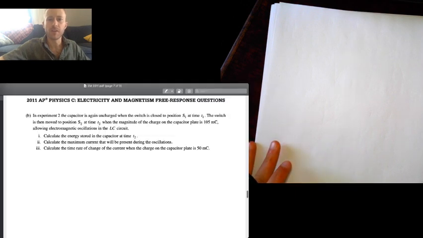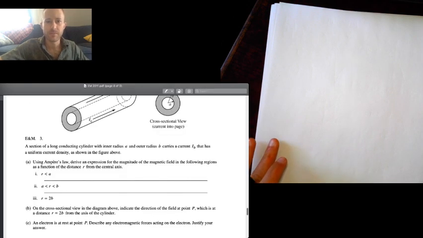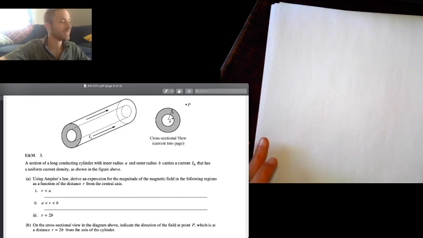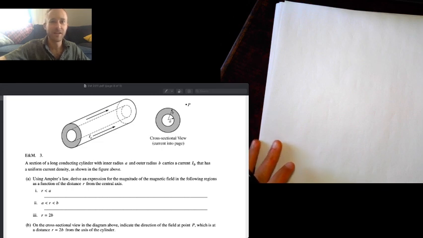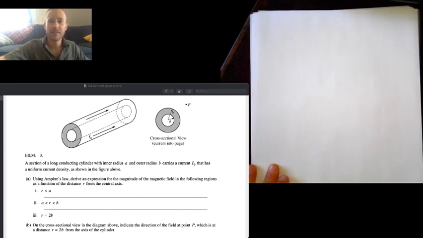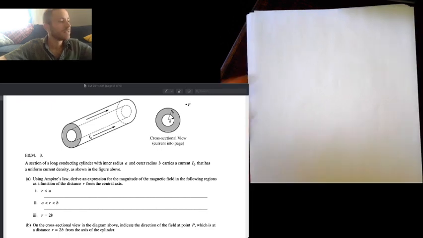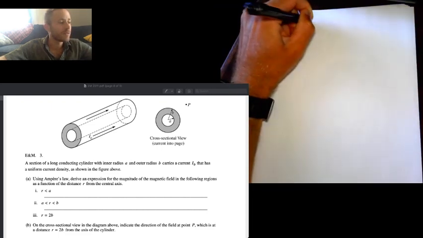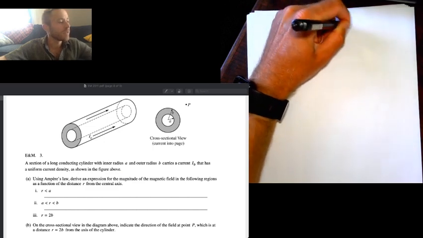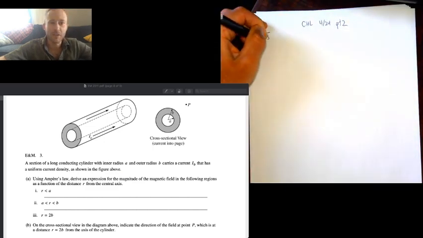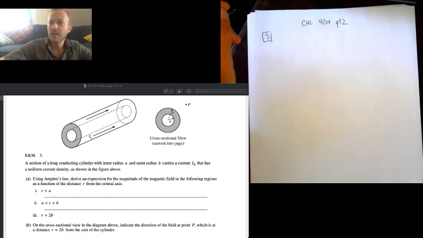All right, moving on to the last one. Oh boy. This is laborious. I can already see the picture. I know it's laborious. So this is CHL 424 part 2, and we are doing question 3. You can already see this is laborious. All right.